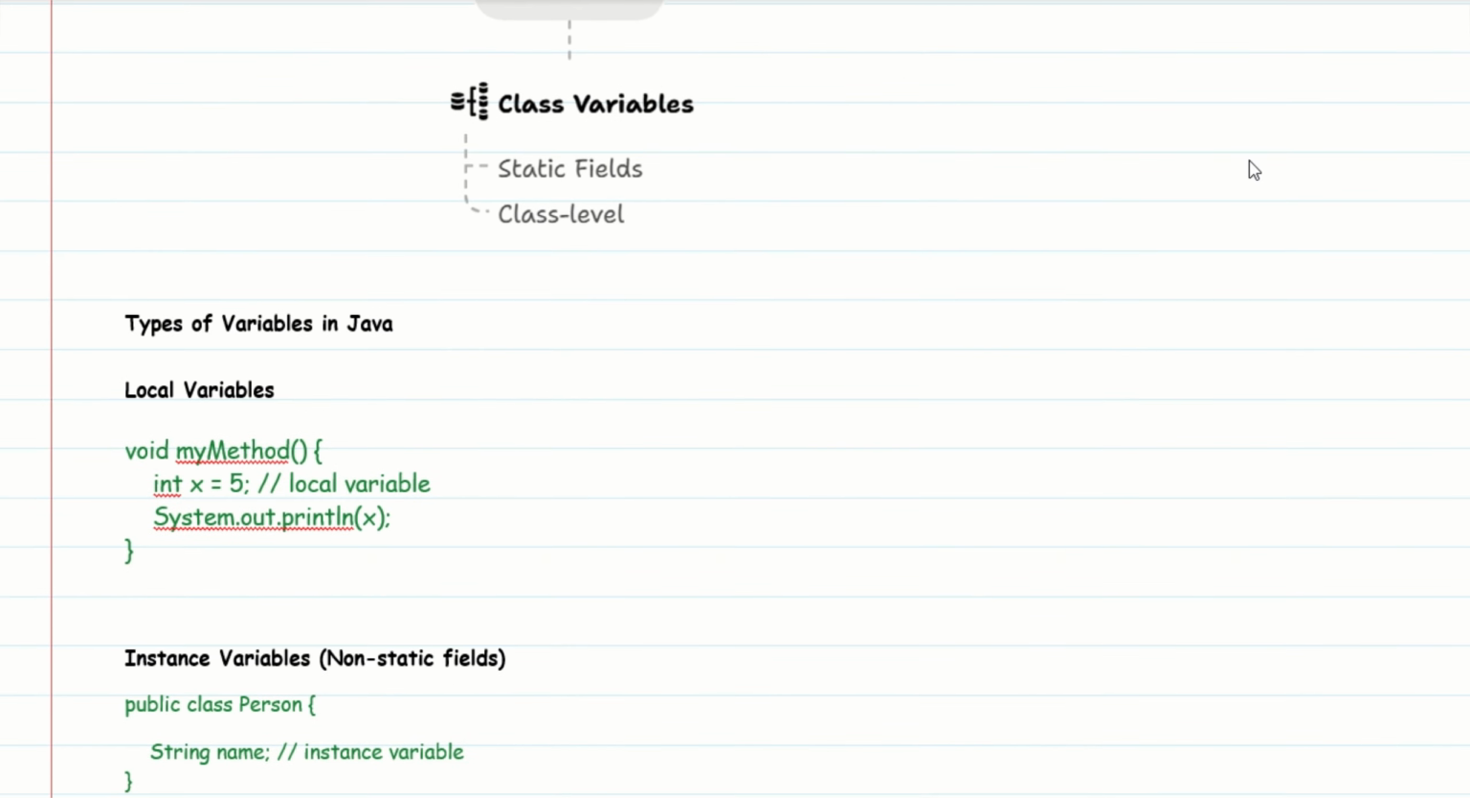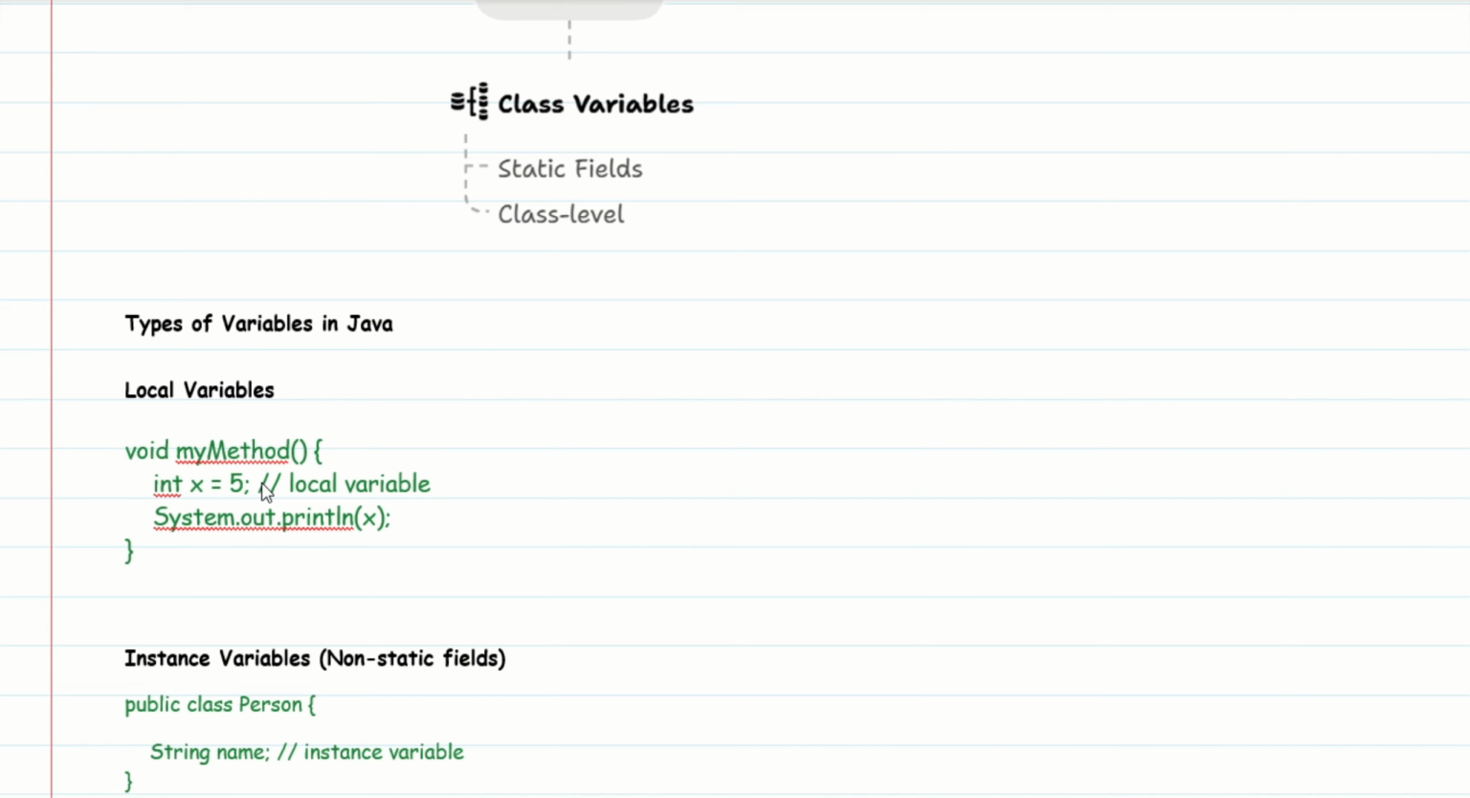So basically, a local variable is declared inside a method or block, is only accessible within that method or block, and must be initialized before use. Here you can see it's a local variable, and it's declared and initialized inside a method.